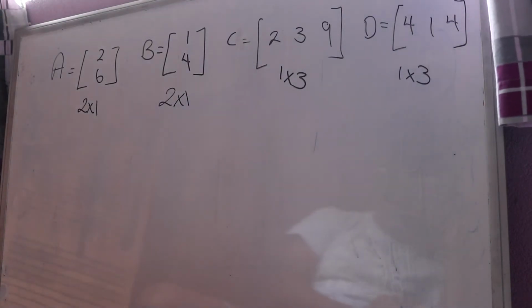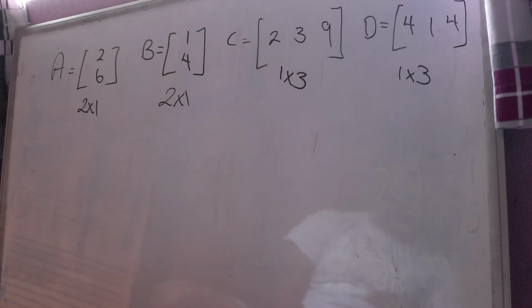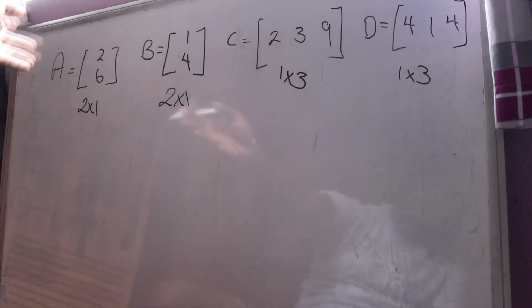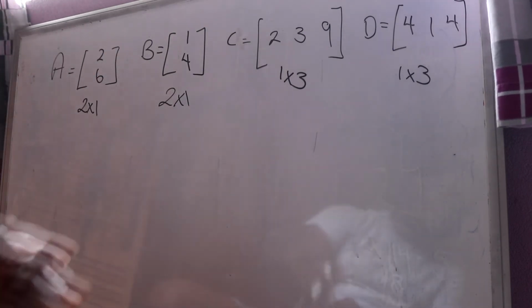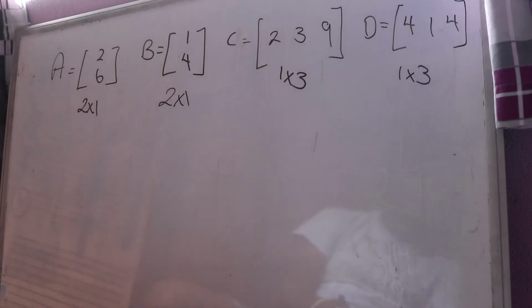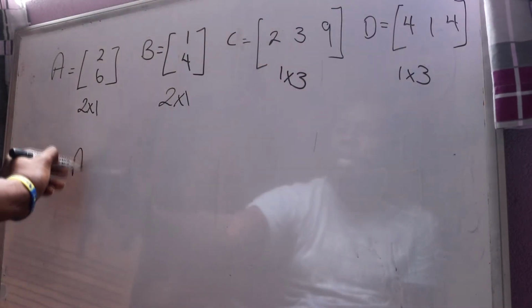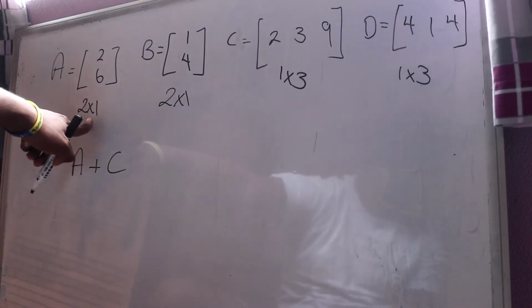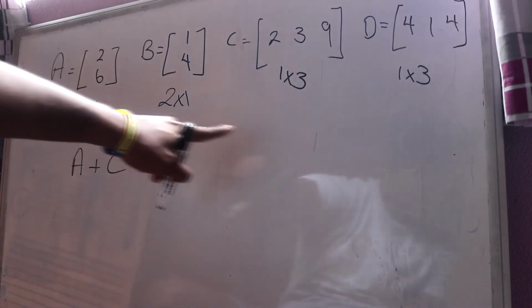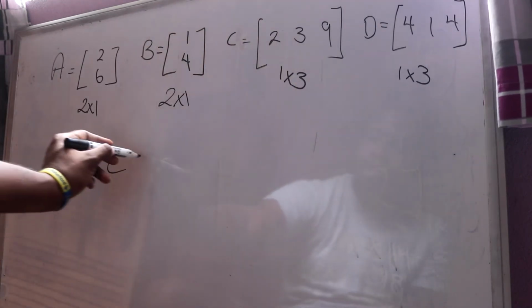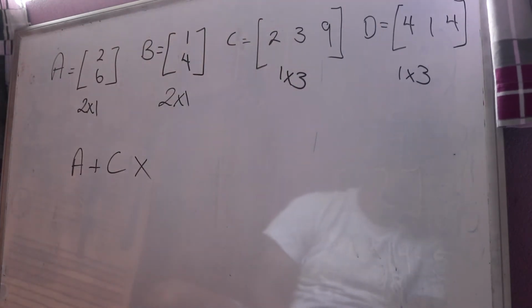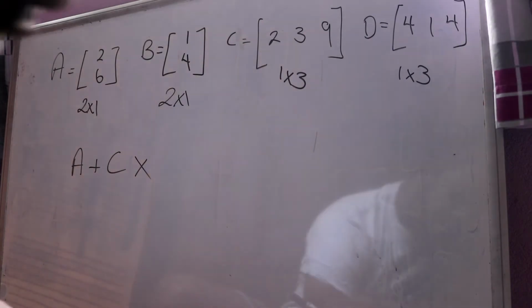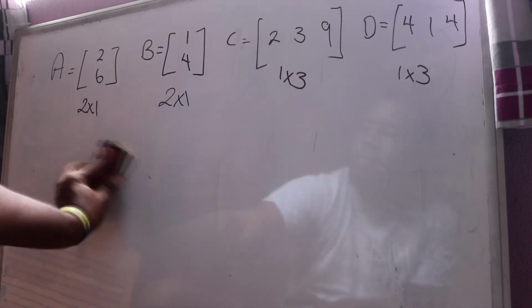So when you're adding or subtracting matrices, you can only do so if they have the same order. So we can only add or subtract A and B, and we can only add or subtract C and D. We can't, for instance, add A plus C, because A has a 2 by 1 order and C has a 1 by 3. So this won't work. Let me show you how you add matrices.